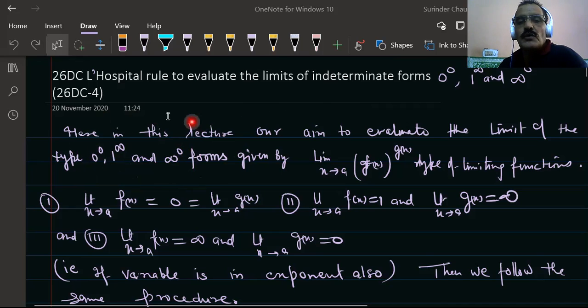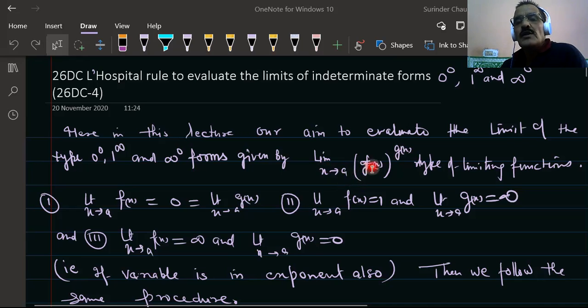This type of situation will happen if we are given the function in exponent form and we are evaluating the limit of the function in the neighborhood of certain points. When we discuss limits, we mean the limit at a limiting point, whether the limiting value is a finite number or an infinite number.